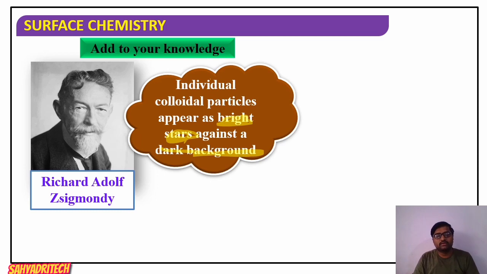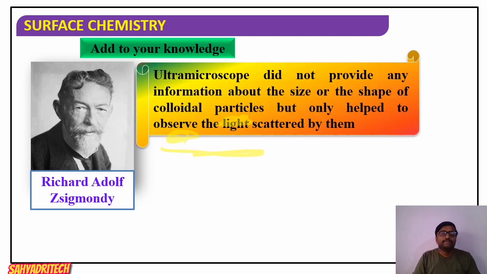So in the ultramicroscope, all the colloidal particles appeared as bright stars against a dark background. Then if you think of that, the ultramicroscope is not going to provide any information about the size or shape of the colloidal particle. He just observed the light scattered by them. Why are they appearing star-like? It is because of scattering of light. That light gets scattered by those particles. But we do not get any information regarding the size of the particles or even the shape of the colloidal particles, it only helps to observe light scattered by those colloidal particles.